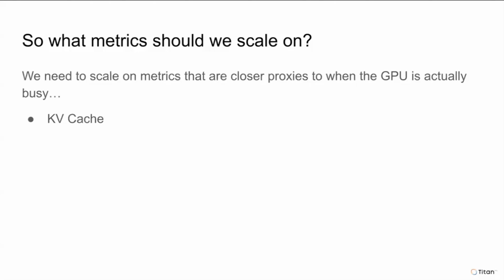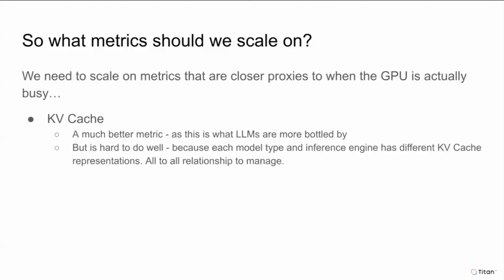Another option is scaling on something like KV cache, which is more what LLMs are bottlenecked by. So you would get kind of the right scaling behavior. The reason we don't do this is because it's very, very, very difficult to do well.